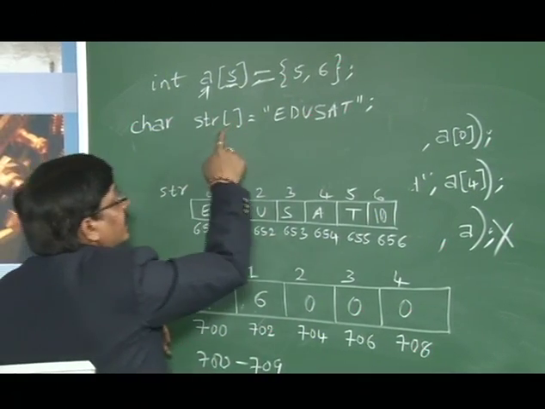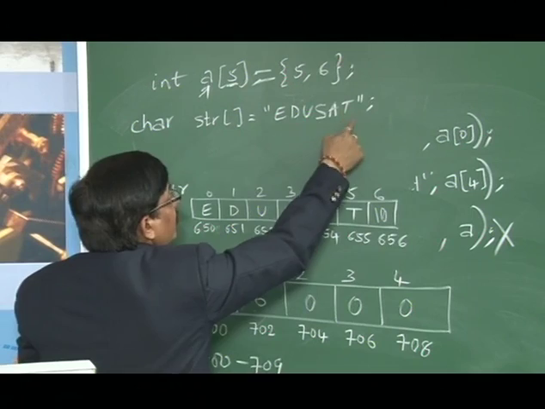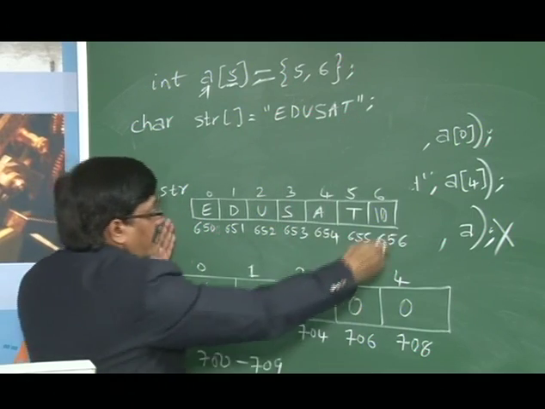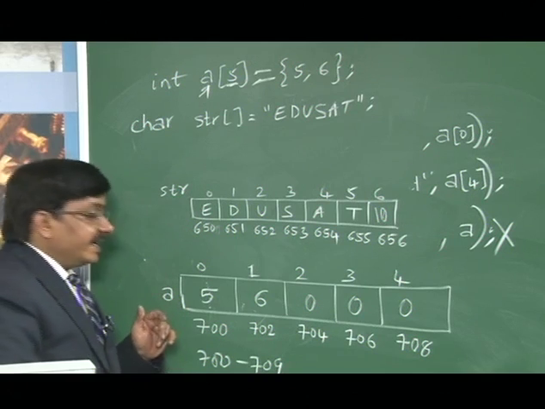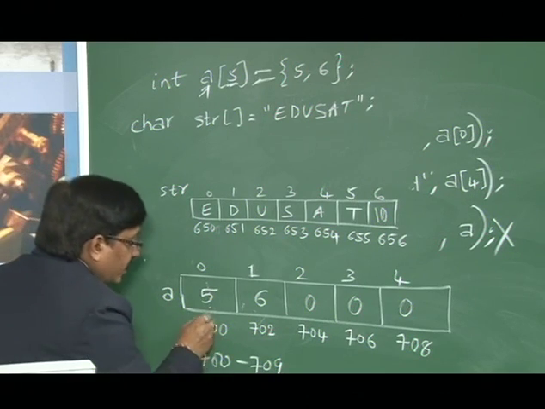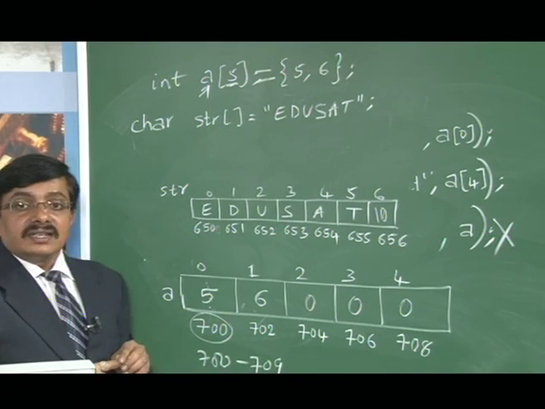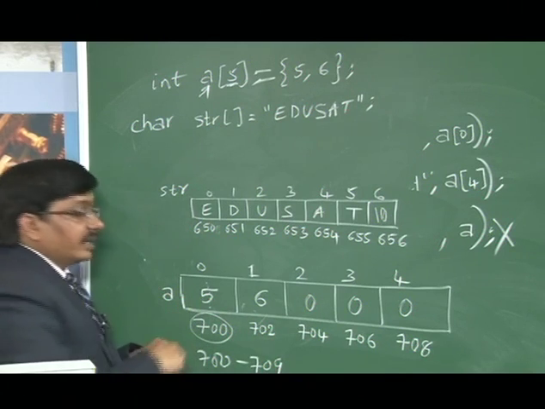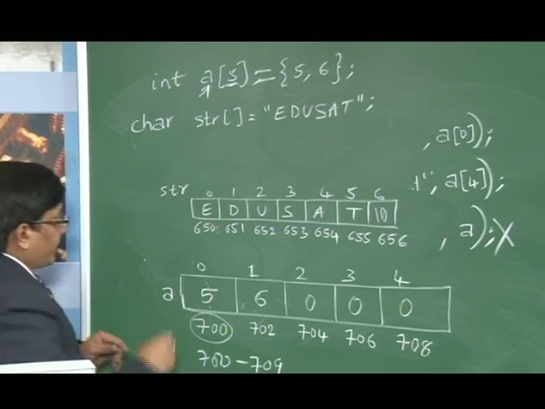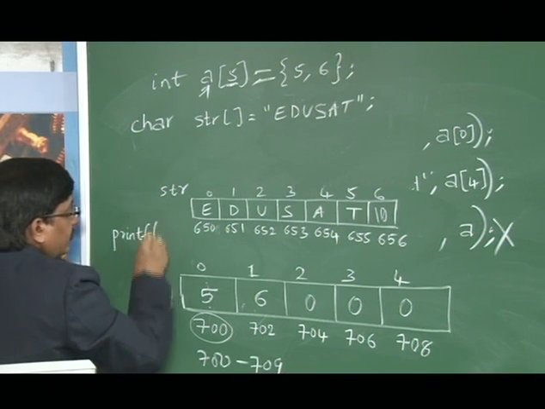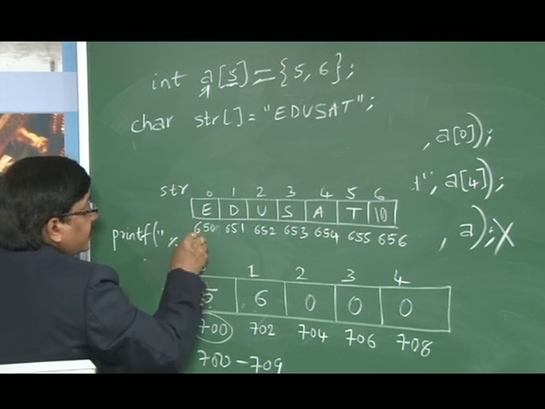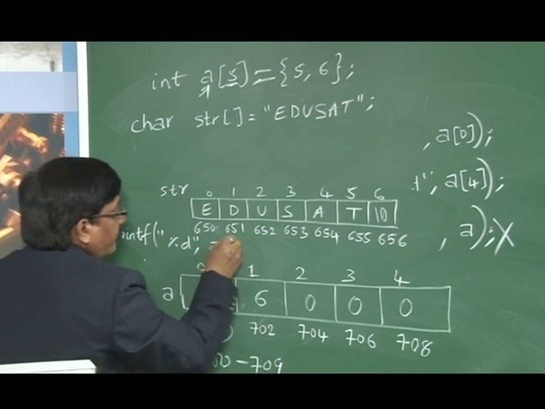But in the string case, I am using 6 characters, and one more is for the null character. I am allocating only 7 bytes of memory area. When I am printing the integer value, I have to specify the address where exactly I need to get the value. For example, when using the printf statement, I may use the statement %d comma A of I.